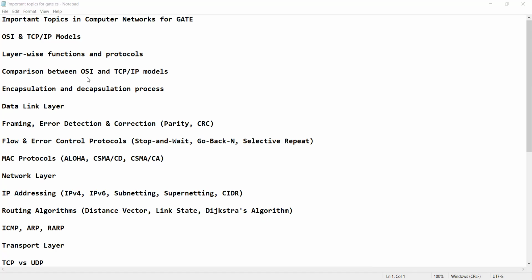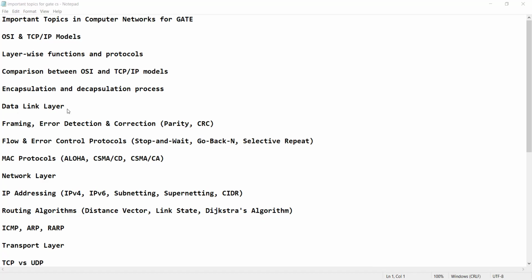Next one is comparison between OSI and TCP/IP models. This is also a third important topic in computer networks. MSQs may be possible from this topic, so don't miss it. Definitely MSQ types of questions are possible from this topic. So it is also an important topic. Next one, encapsulation and decapsulation process. You focus on the encapsulation and decapsulation process.